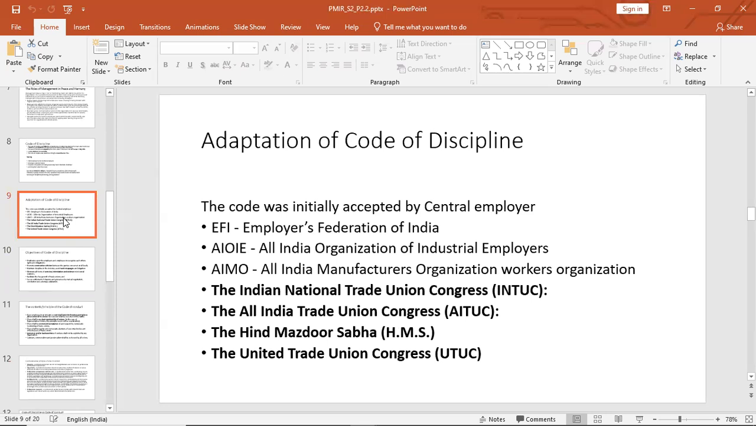Adoption of code of discipline. Which organizations adopted it initially? EFI, Employers Federation, All India Organization of Industrial Employers, All India Manufacturers Organization, and Workers organizations. These are the organizations that adopted the code of conduct.